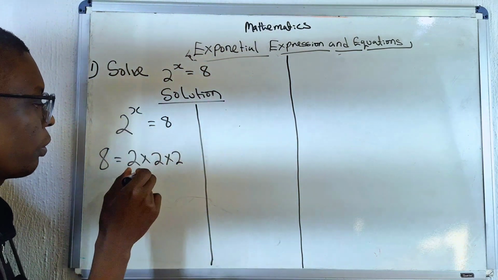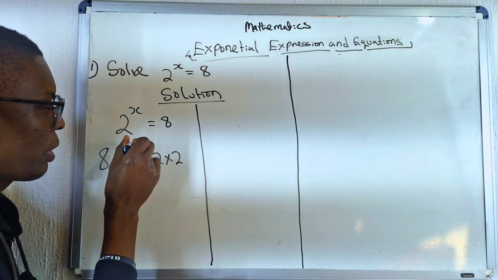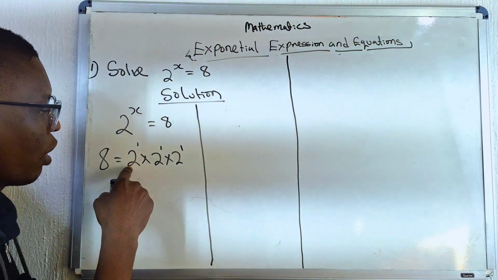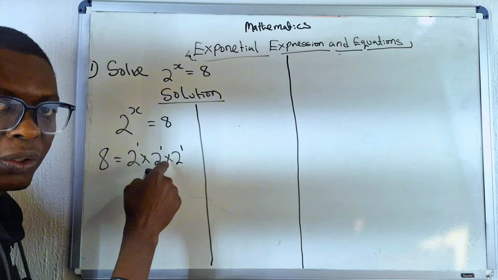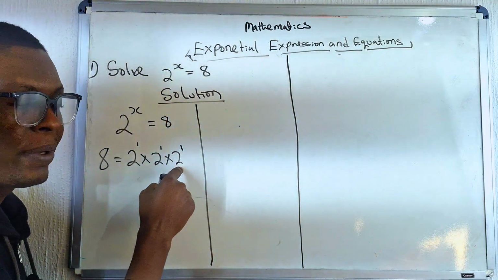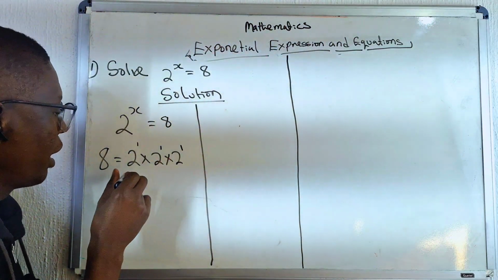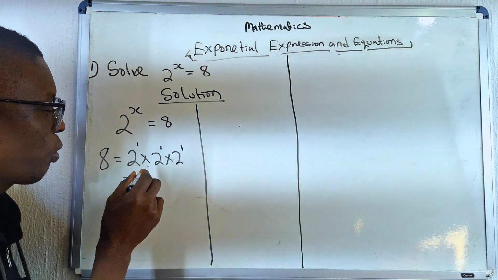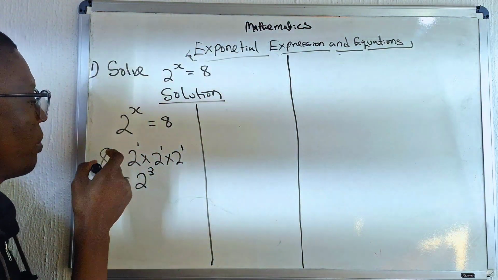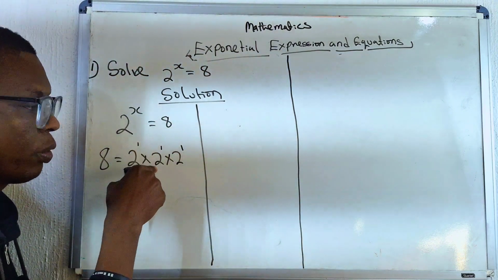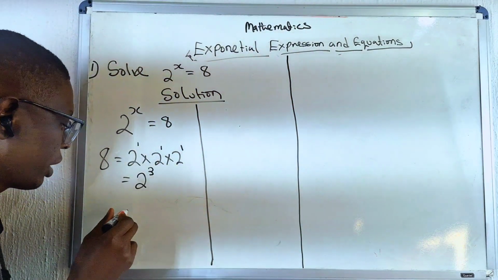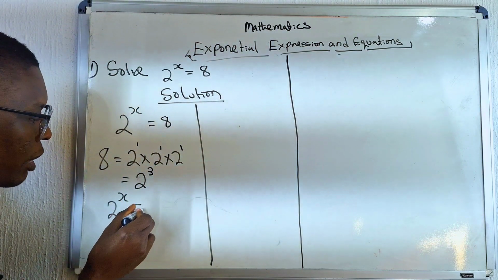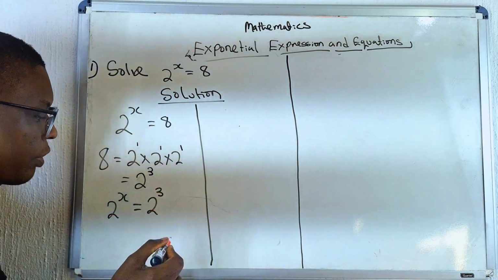So in such a situation, remember that there is always a single power of 1, 1, 1. And the law of indices states that when you are having a multiplication of the same base, you sum the powers. So this is the same thing as writing 2 to the power of 1 plus 1 plus 1, which is what? 3. So it means that here we are going to replace this 8 with 2 raised to the power 3. So this gradually becomes 2^x is now equal to 2 raised to the power 3.